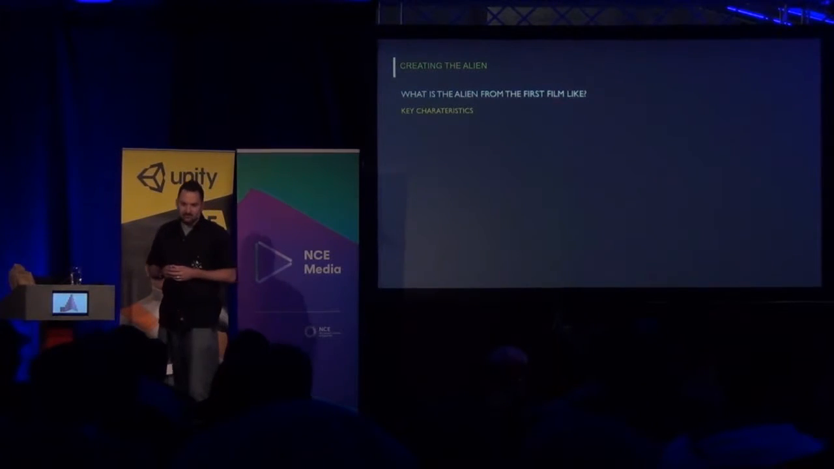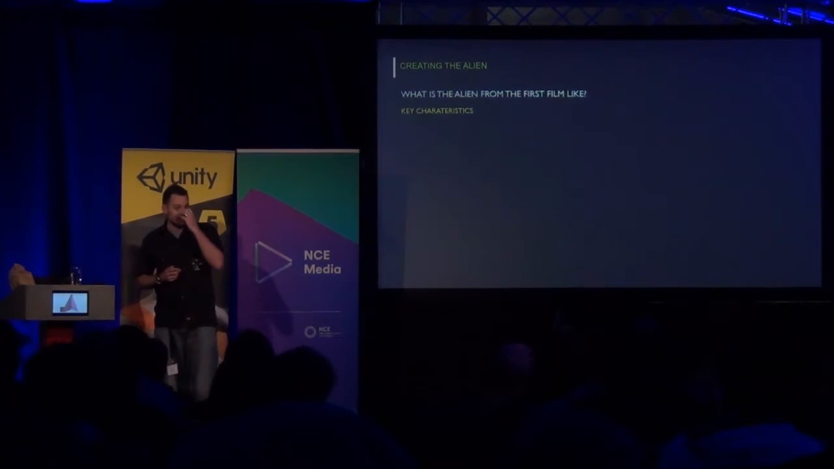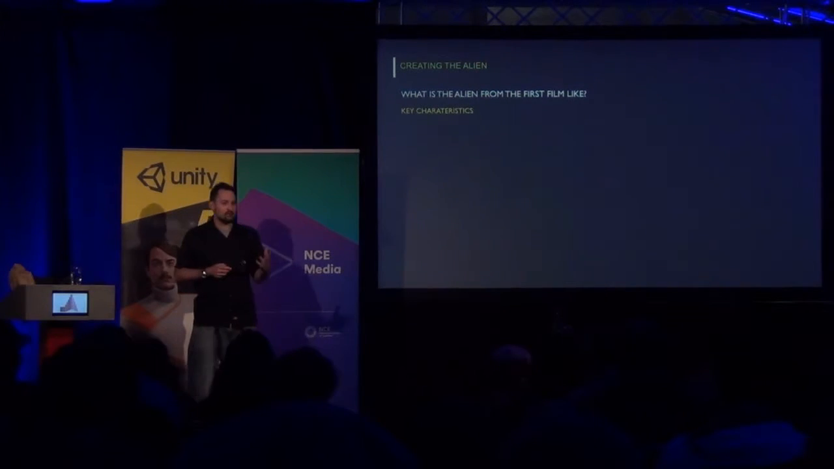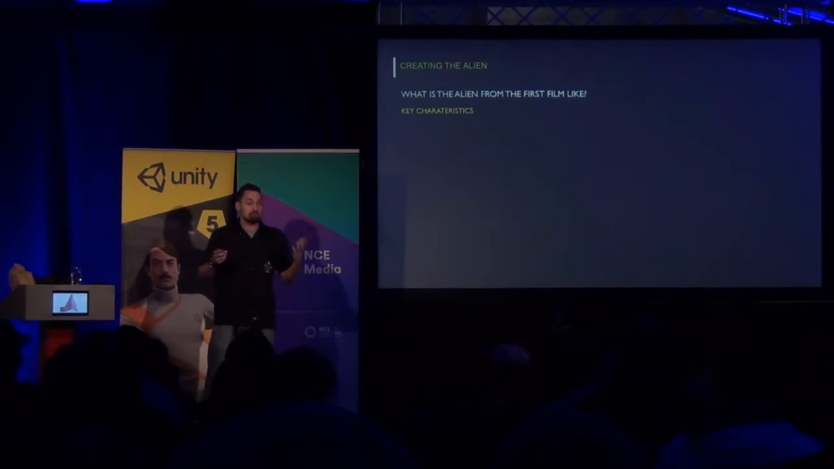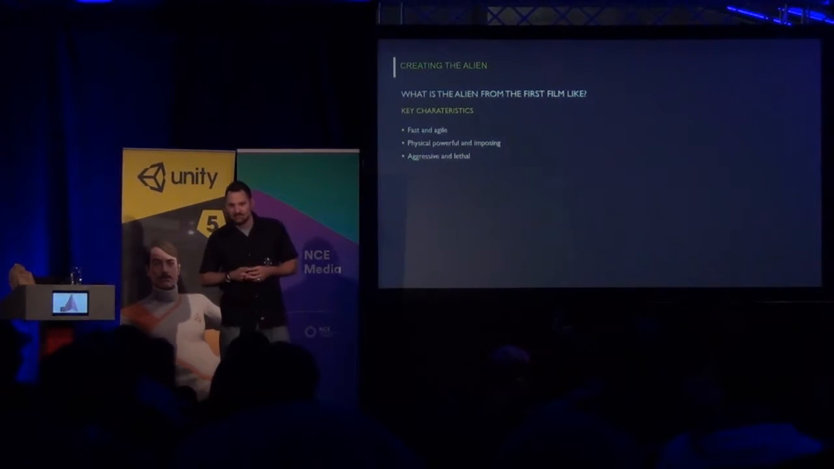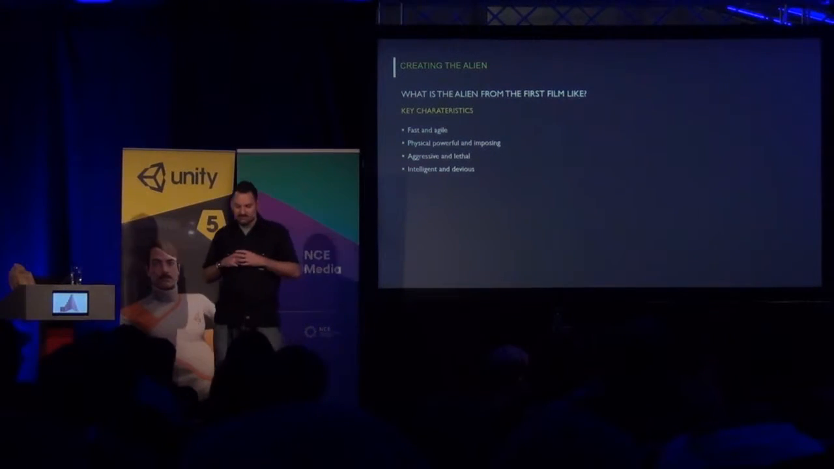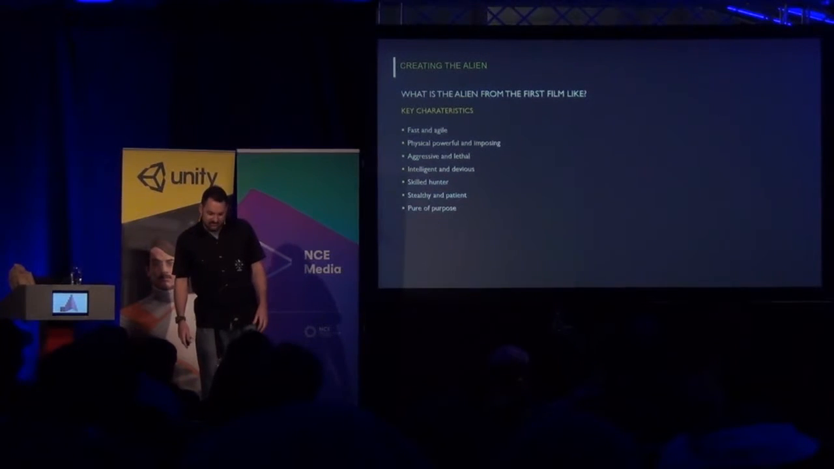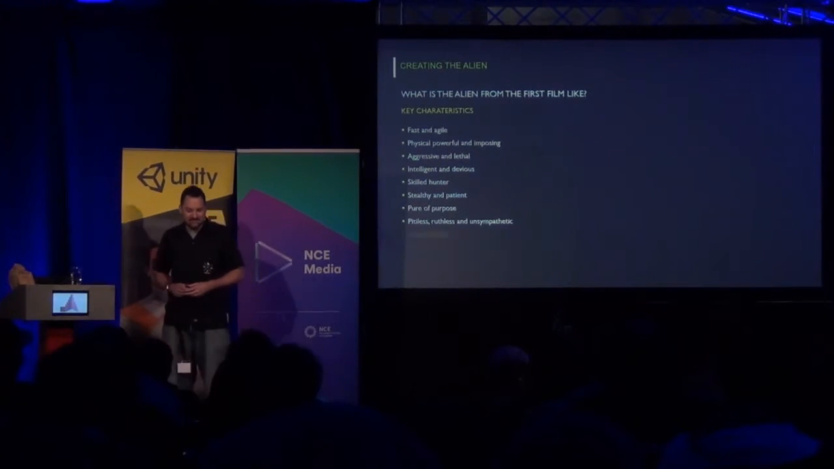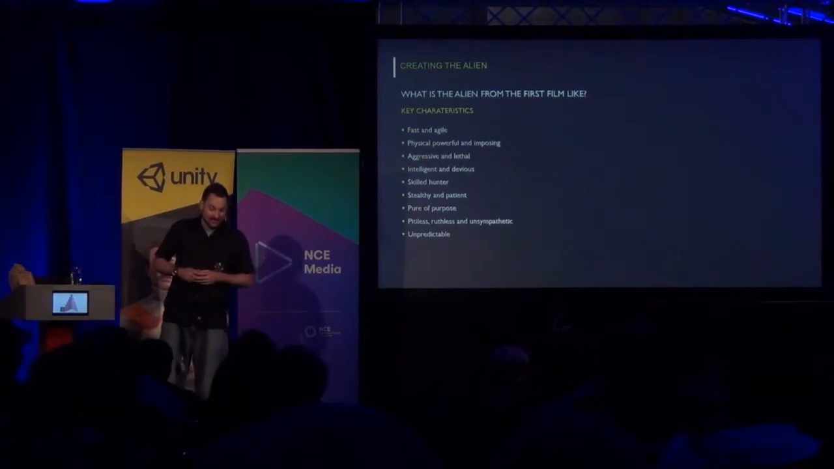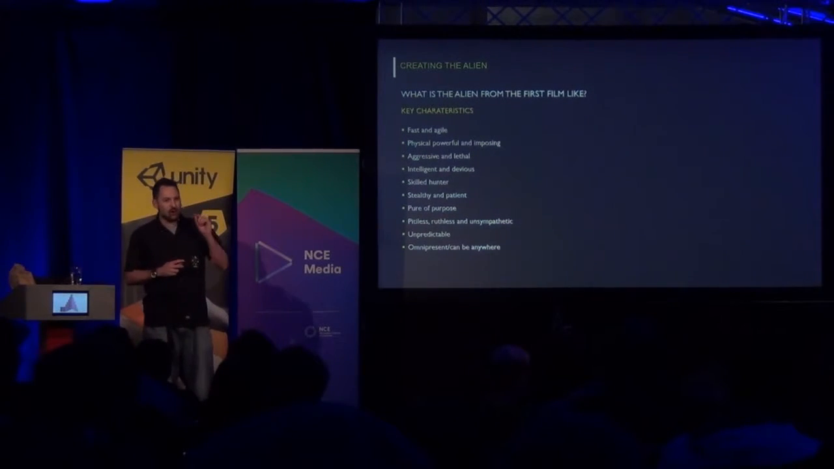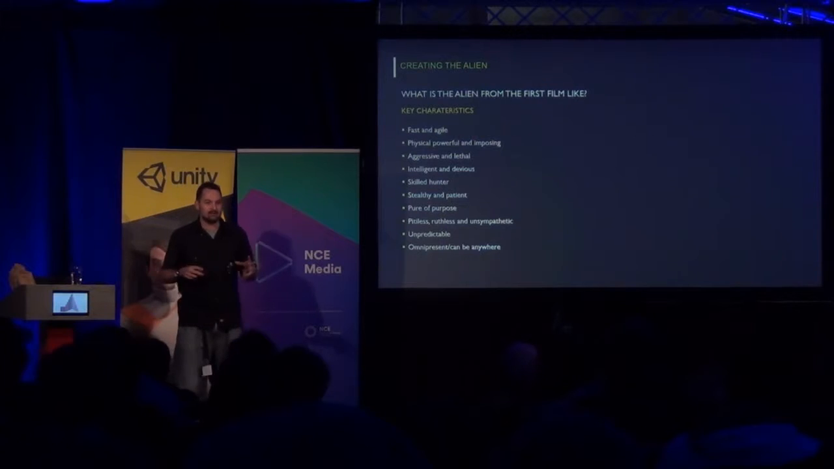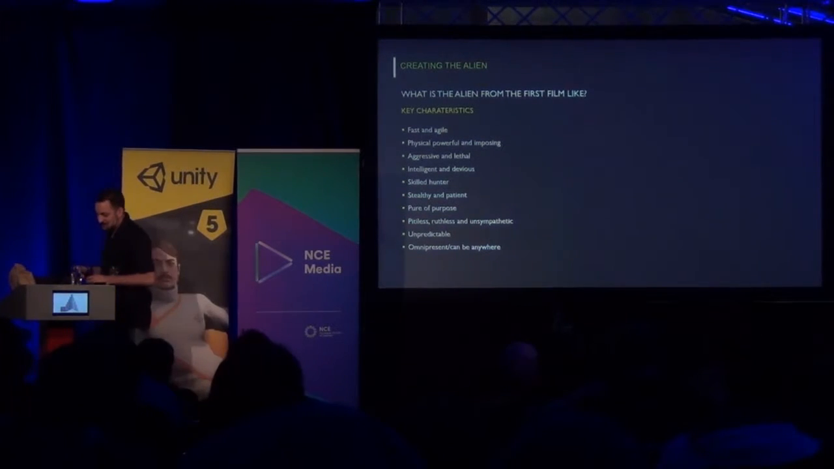That's what we wanted to get. So we said, right, what is the first film like? What's the alien from the first film like, and how are we going to do this? So we thought about the key characteristics, and we said to people, what's the alien like? And people thought, well, he's fast, he's very physically powerful, he's aggressive, he's intelligent, he's a very skilled hunter, he's stealthy and patient, pure of purpose, pitiless, ruthless, and unsympathetic, unpredictable, but he's also omnipresent and could be absolutely anywhere. So we're like, yeah, that's the alien we want to build.